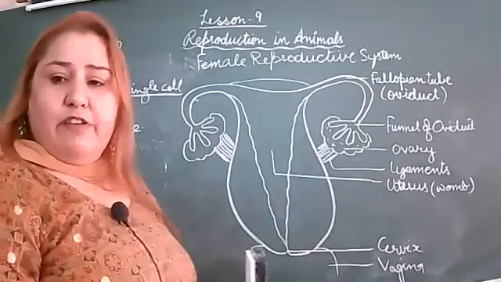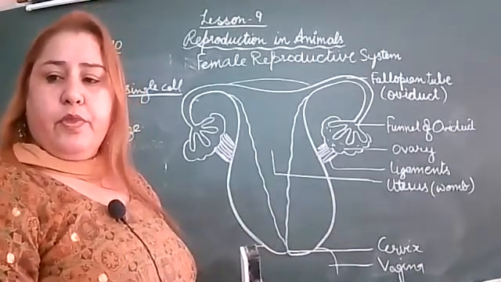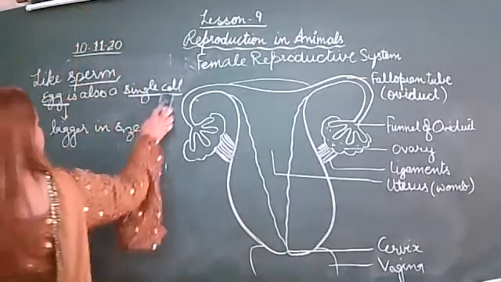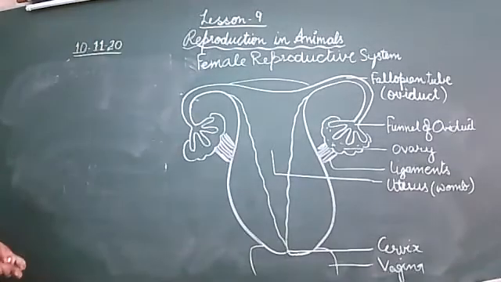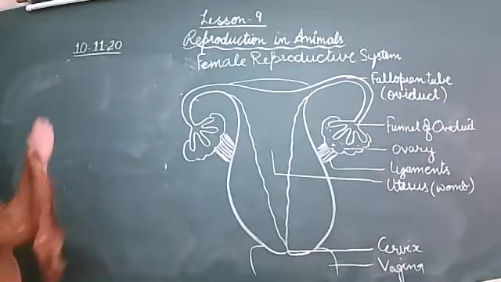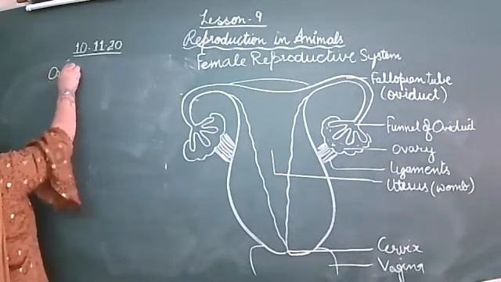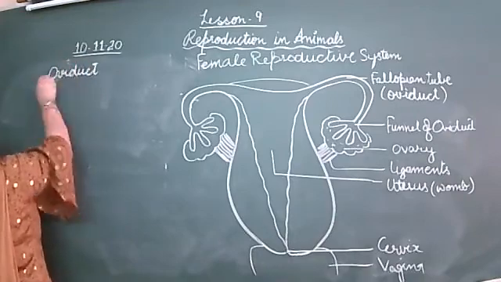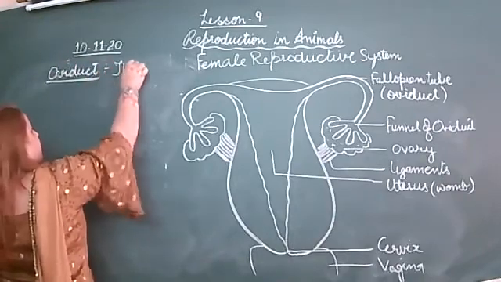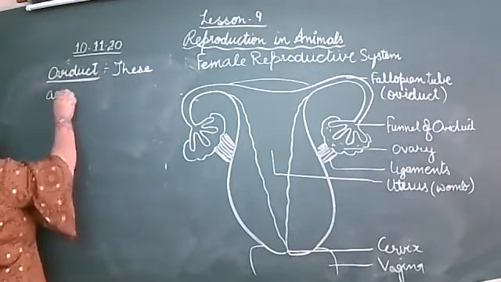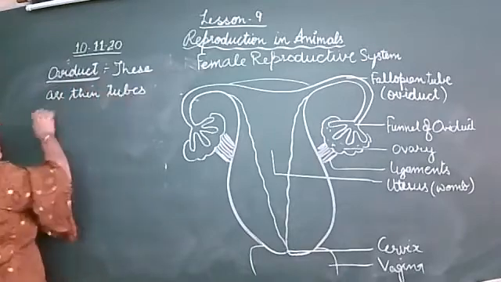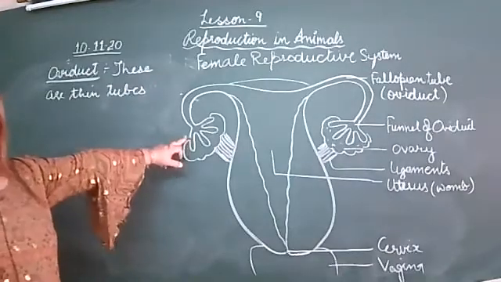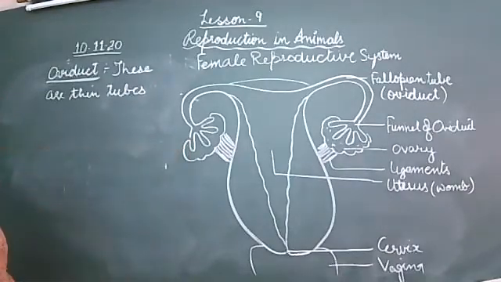Now I am discussing the fallopian tube. Write down fallopian tube or the oviduct. These are thin tubes with a funnel-shaped opening.